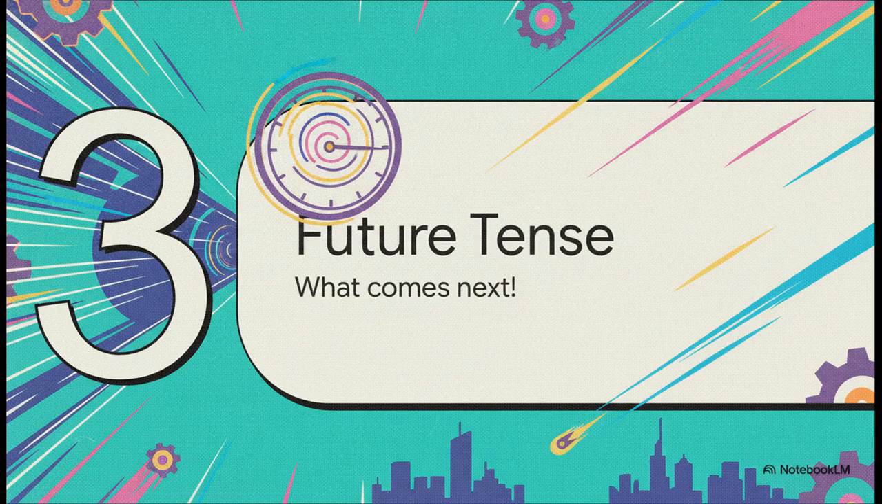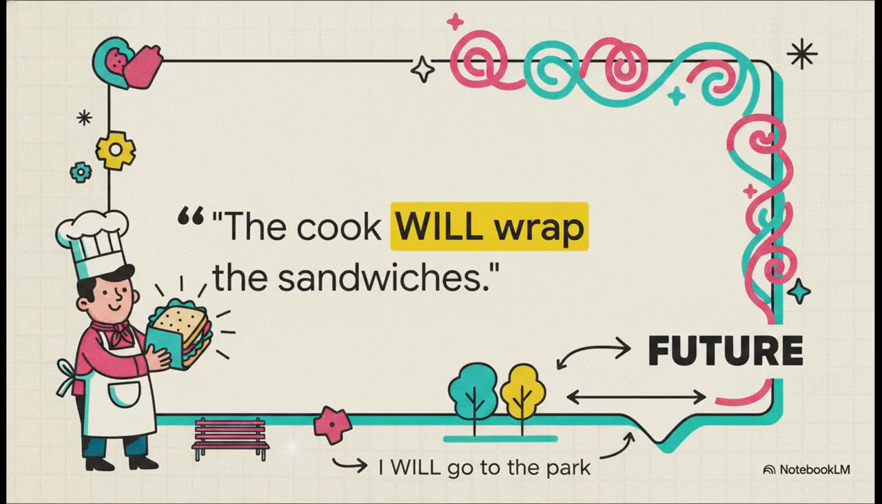Section 3, fast forwarding to the future. What comes next? Okay, here is the absolute best part. Traveling to the future is surprisingly easy. You simply add the helping word will or shall right before your base verb, and boom, it safely lands us in the simple future tense. The cook will wrap the sandwiches, or I will go to the park. It's a basic plan, securely locked right into our future timeline.